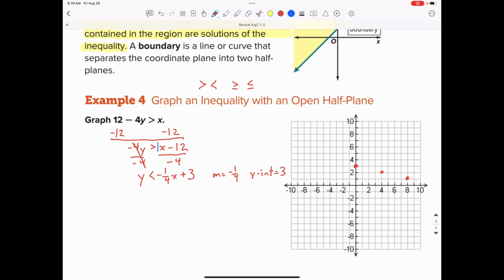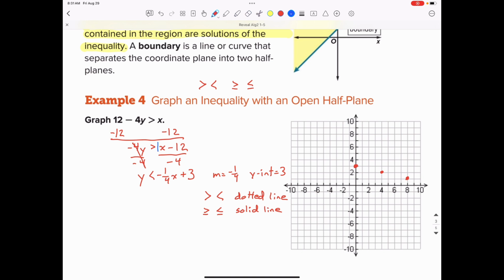Now, whether it's greater than, less than, or greater than or equal to, less than or equal to, depends upon the type of line that you use to graph the boundary. If it uses greater than or less than, we're going to use a dotted line. A dotted line is very much like an open circle. It means the line itself is not part of the side that's going to be shaded. If it uses greater than or equal to or less than or equal to, we're going to use a solid line. A solid line indicates that the line itself is part of the side that's shaded.